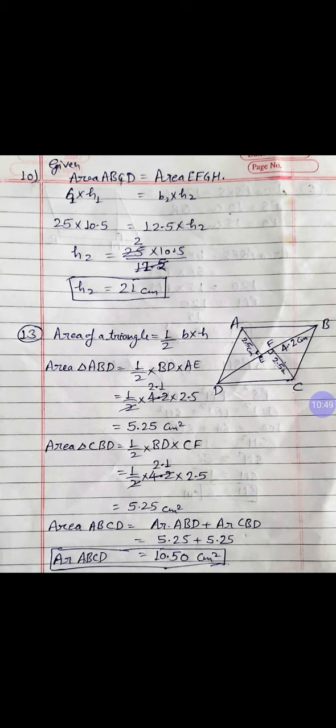So obviously base and height are different, so we have assumed B1 is the base and H1 is the height of the first parallelogram ABCD, and for the second one we have assumed B2 and H2. Now B1 is given 25 and H1 is given 10.5, B2 is given 12.5 and H2 is unknown. So H2 we can find out and we will solve and get the answer H2 equal to 21 centimeter.